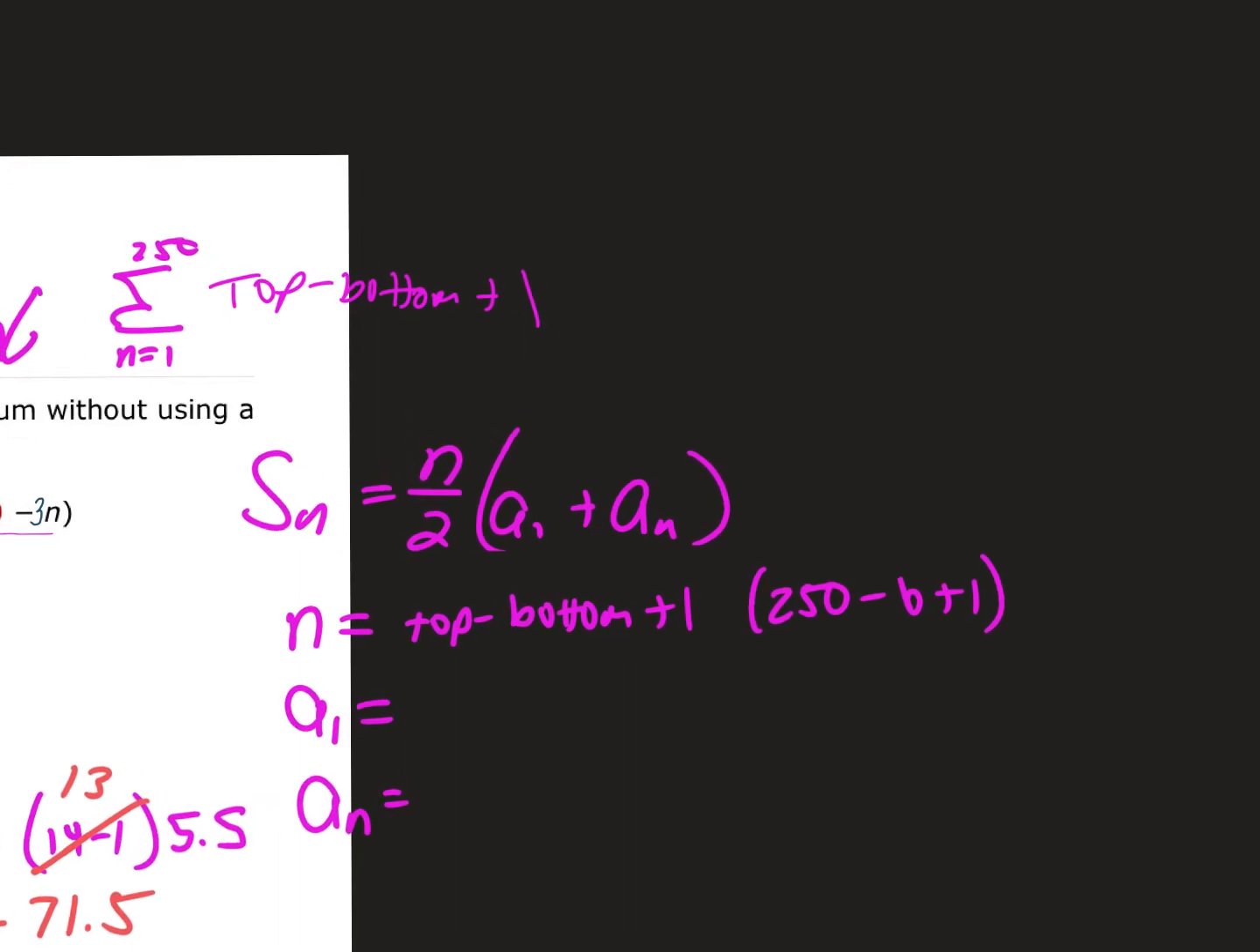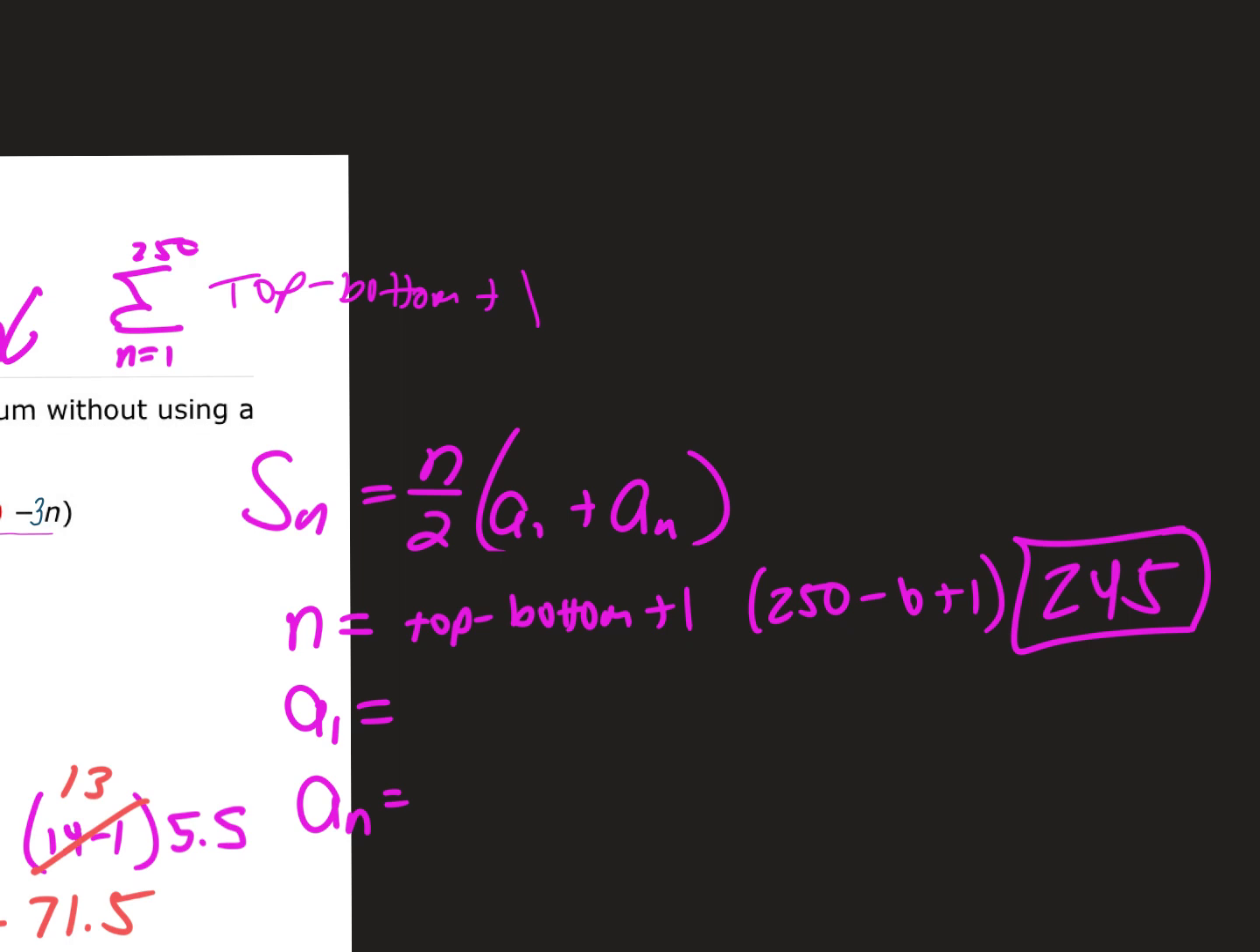244 plus 1 is? So there's 245 terms total. That's your n value. Always remember that, because if it said start with 0, you guys would say 250 minus 0 is 250, plus 1 is 251. You have to account, or else you'll get the numbers off.